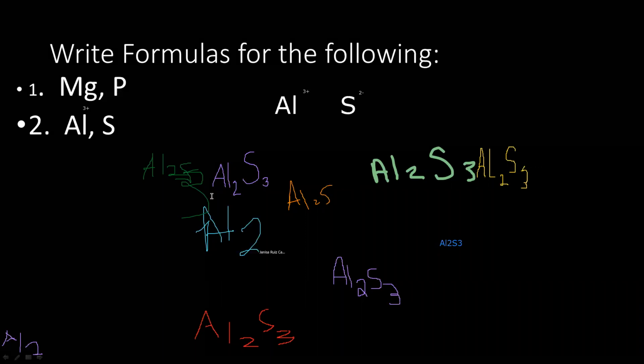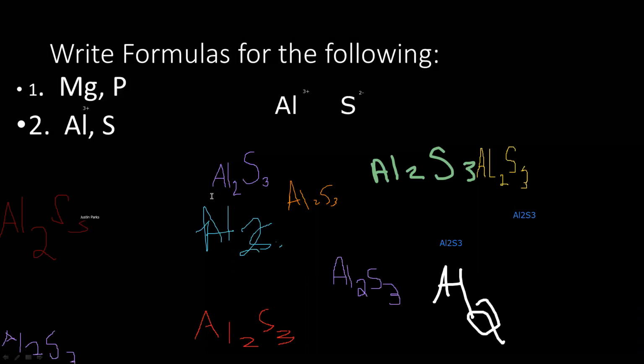Now, one of the ways that we remember that aluminum is a positive ion is that we all know aluminum is a metal. And metals are always going to make cations. And cations are what? Negatively charged ions. No, they're positive.